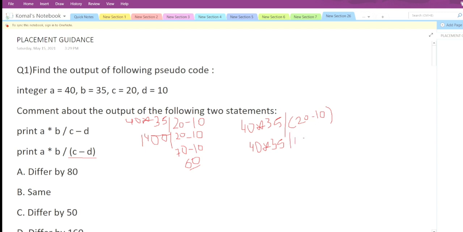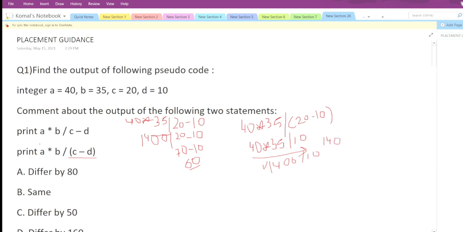And now there are two operations, multiply and divide. As I told you earlier, they have the same precedence, so we will go from left to right. First we will solve 40 into 35, which is 1400, and 1400 divided by 10 will be 140. So the answer of the second statement is 140.